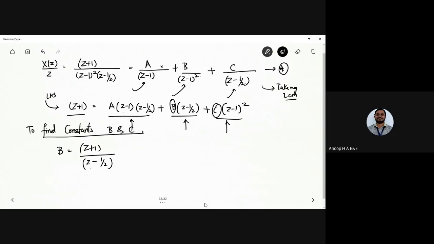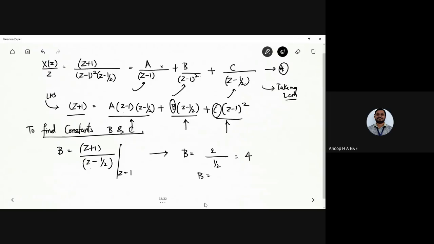Okay. So now what is the coefficient that is equal to B there? So you have z equals 1. So 1 plus 1, that is 2 on the numerator. So 1 minus 1/2, that is 1/2 again. So that would be equal to 4. So B will be equal to 4 here. So the value of B will be equal to 4.